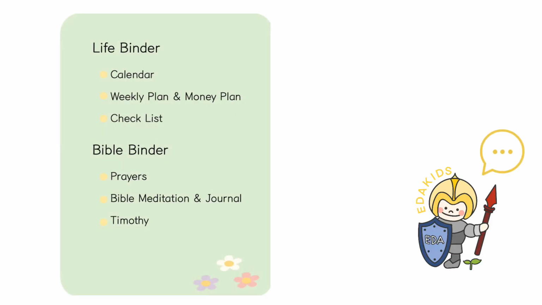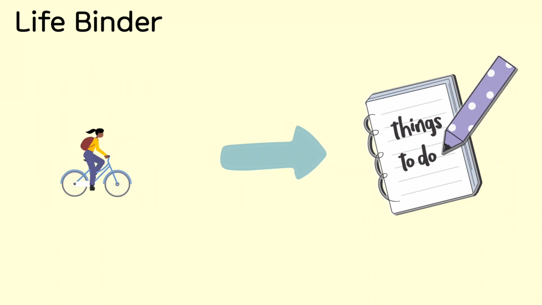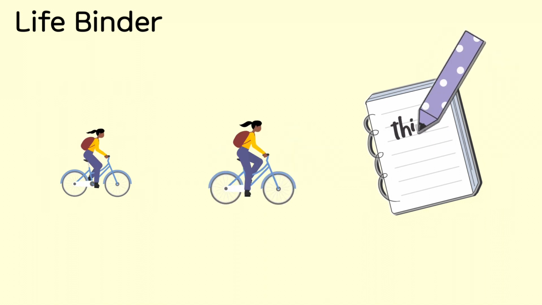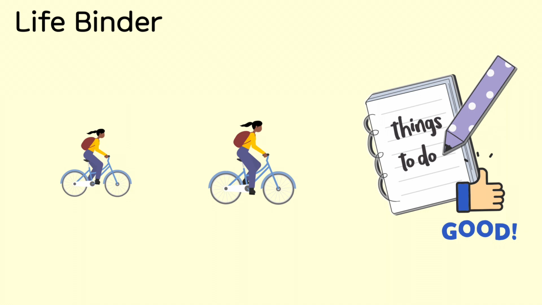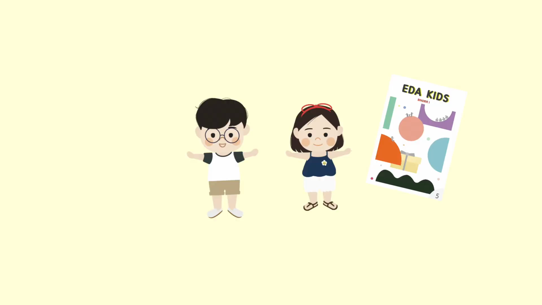The EDA KIDS Binder consists of 2 parts, a life binder and a Bible binder. First, the life binder. It is a binder that guides the things we need in our day-to-day lives. Its role is to help us think and decide for ourselves how we should live each day. It also helps our friends to live a happy and rewarding day, and how to live from now on for a future where amazing things can be achieved.